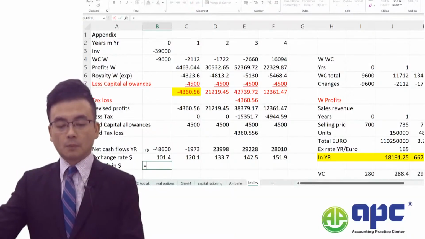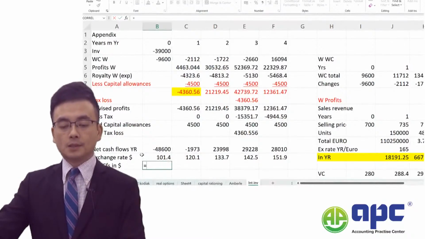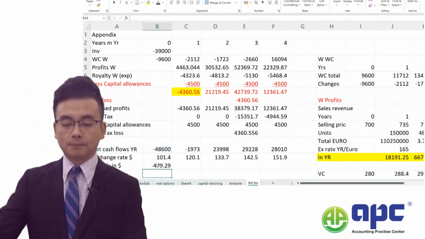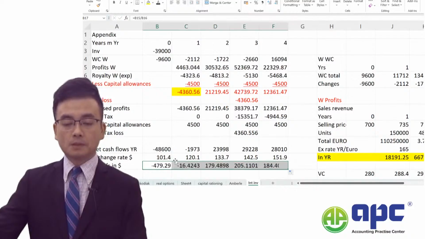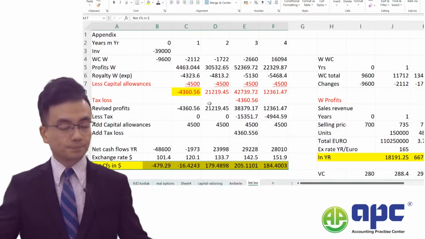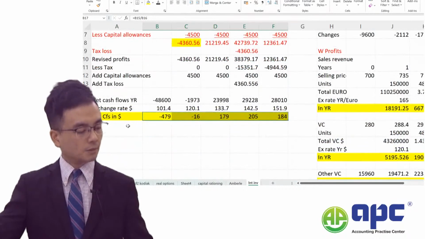So this is per USD. The first currency is the same, and that's why we'd like to take this and divide it by the exchange rate. That would give me the net cash flows in our home currency. Okay. We can round this to no decimal places, for example.